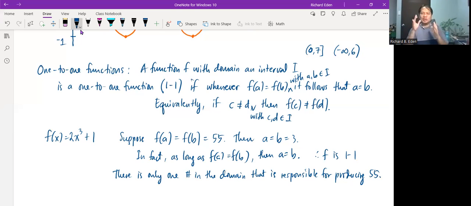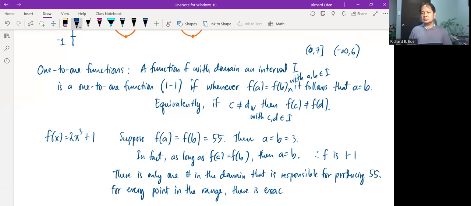So that's what happens with a one-to-one function. For every output, or for every point in the range, like for example, 55. Tapos lang to the fifth point, mga critic, mga add degree. Yes. So for a simple enough polynomial of odd degree.